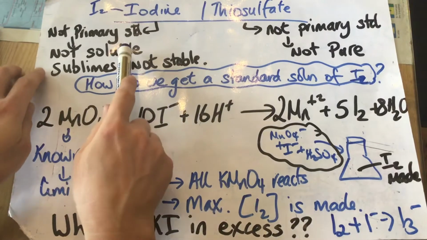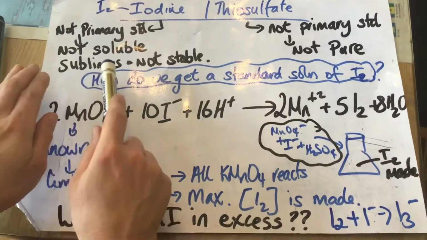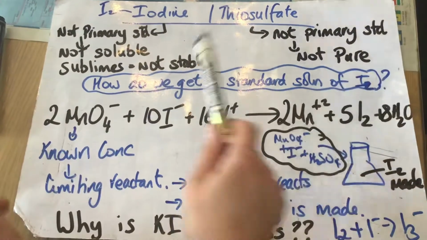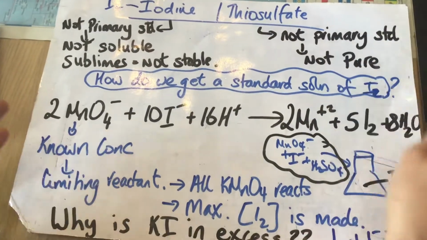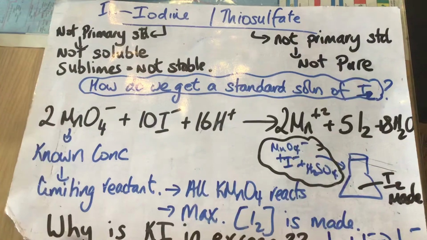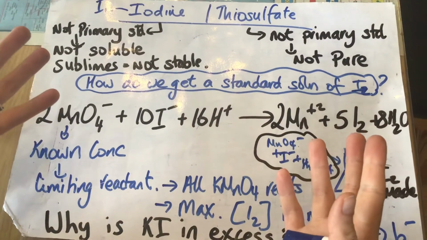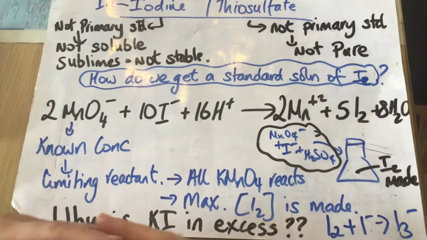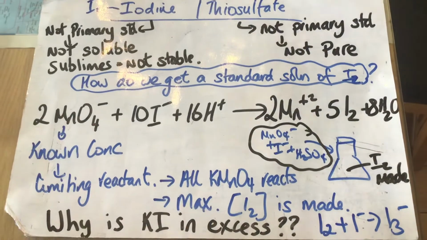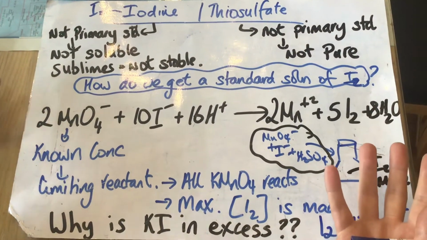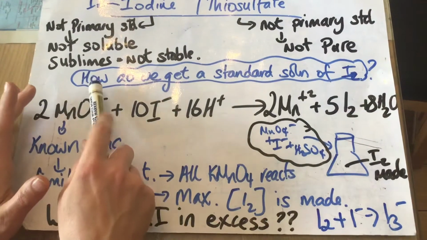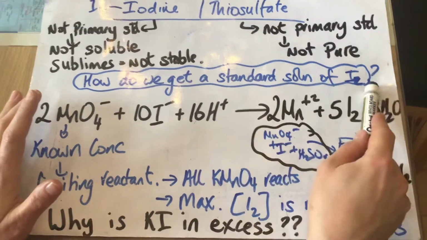So it's not soluble. And also the issue with iodine is that it sublimes. It goes straight from a solid to a gas, so it's not stable. Thiosulfate's not a primary standard either because it's not pure. So we have a problem. Always in our titrations, we have a primary standard that we have made into a standard solution. We don't have a standard solution of either of these two reagents that we want to titrate. So the question is, how do we get a standard solution of iodine?